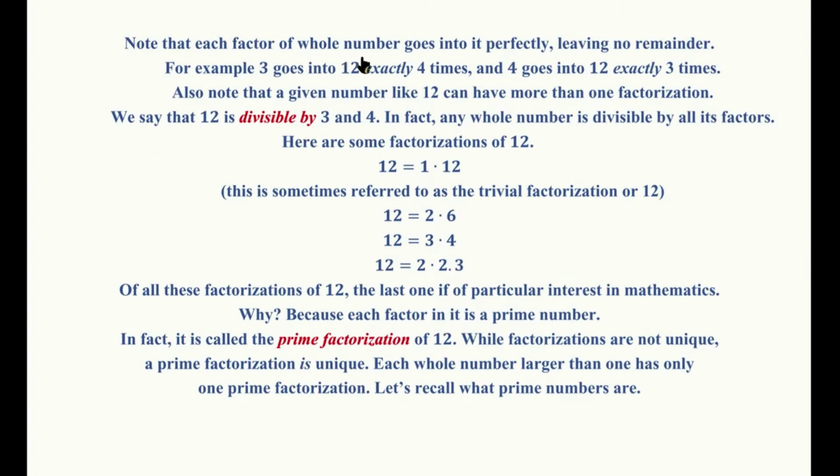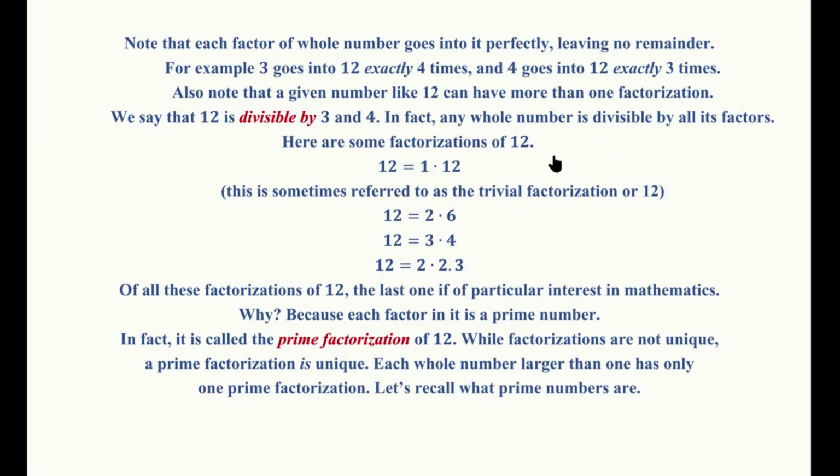We notice that each factor of a whole number goes into it perfectly, leaving no remainder. For example, 3 goes into 12 exactly 4 times, and 4 goes into 12 exactly 3 times. I also want you to note that a given number like 12 can have more than one factorization. We say 12 is divisible by 3 and 4. In fact, any whole number is divisible by all of its factors.